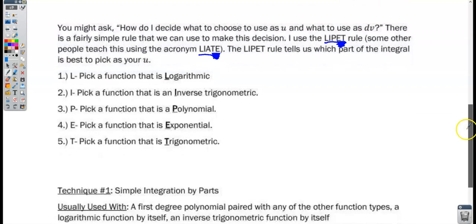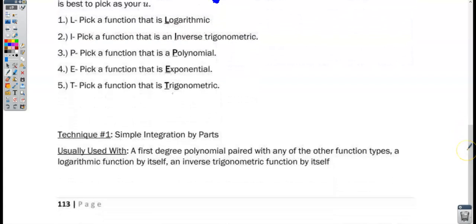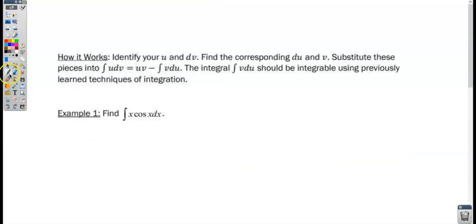The first technique, and we're going to learn 4 different techniques for integration by parts, is what I call simple integration by parts. Simple integration by parts is one of these scenarios. It's when I have a first-degree polynomial paired with any of the other function types, or if I have a logarithmic function by itself, or if I have an inverse trigonometric function by itself. In all of these scenarios, we're going to use basic technique number 1, what we call simple integration by parts. Here's how that technique works.